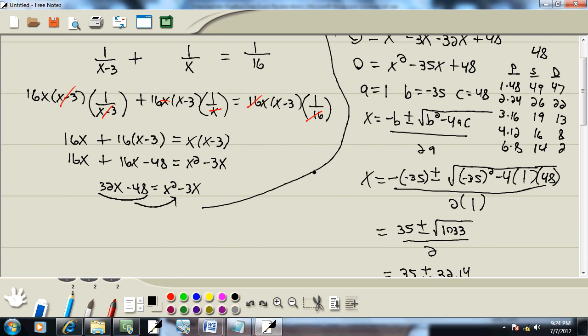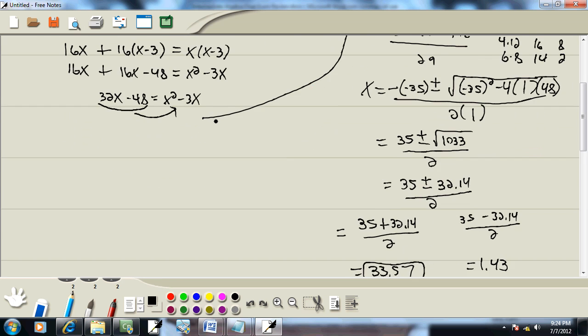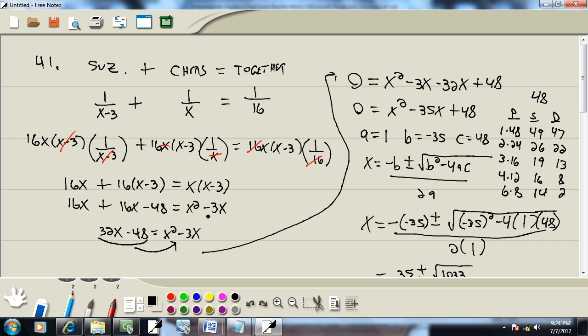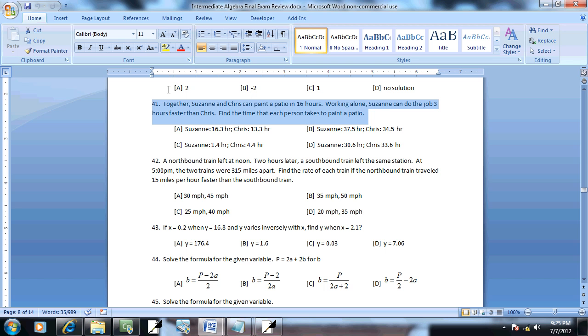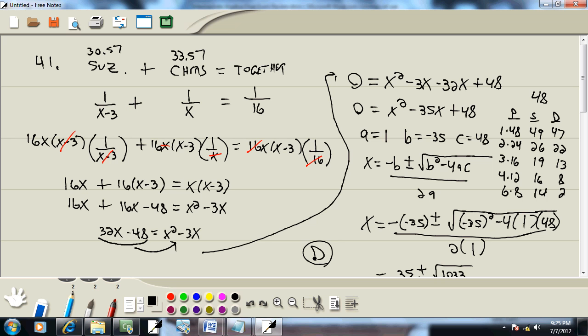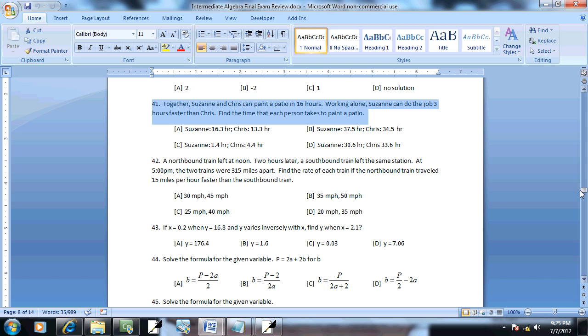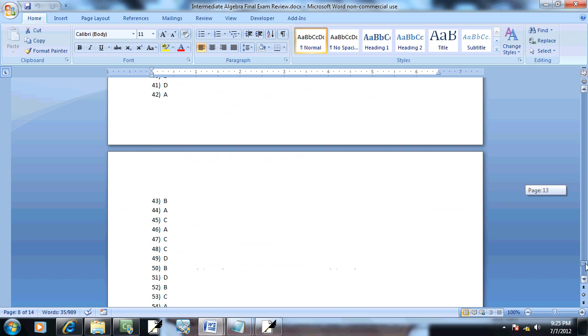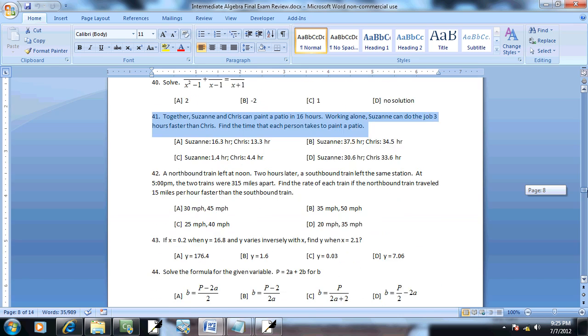33.57. And that would be Chris. Now, if this one's Suzanne's 3 hours less, then that would take Suzanne 30.57 hours. And they round it to one decimal place, looks like. So 33.6 and 30.6 would be D as in David. So let's check that. 41D. And 41D checks. So that's our answer.